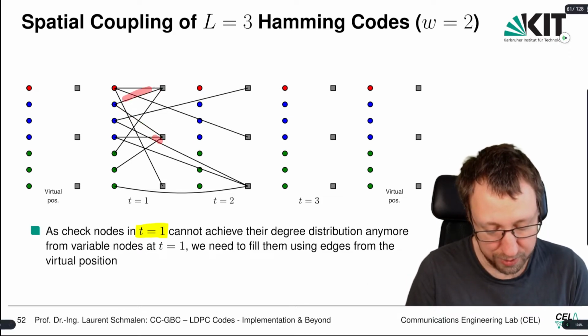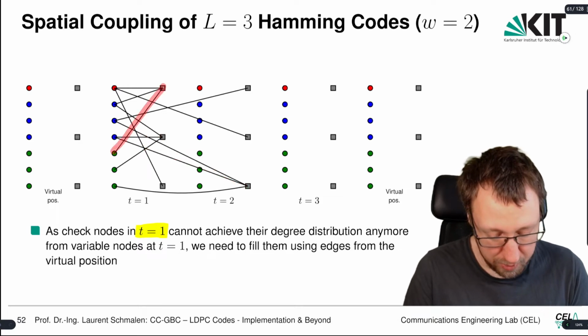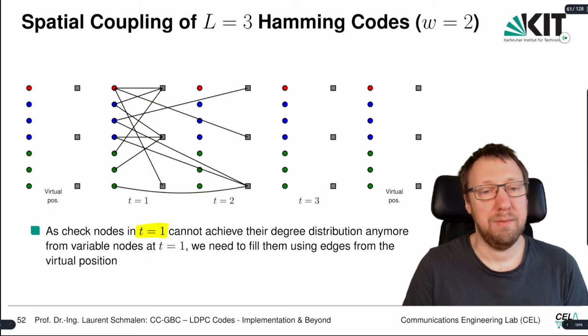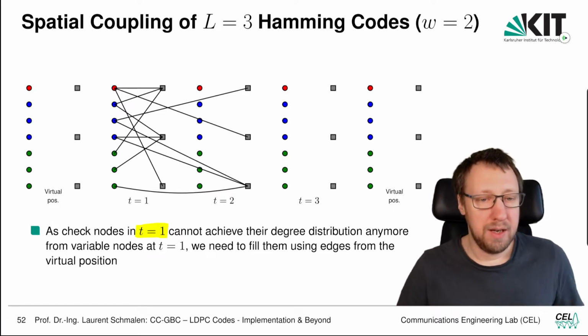So here we have 2 edges connecting to t. We have 2 edges connecting to t plus 1, 1 edge connecting to t, 1 to t plus 1, 1 to t, 1 to t, and 1 to t plus 1. So that's for the spatial position.